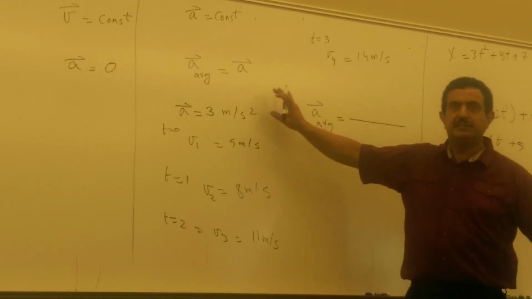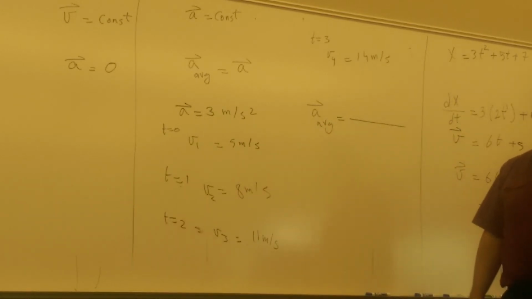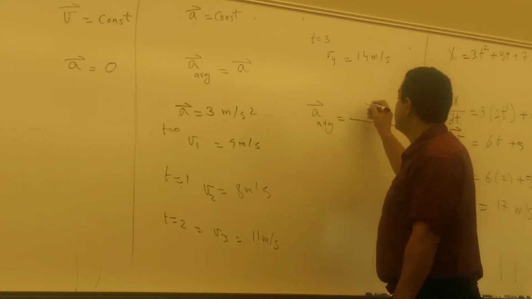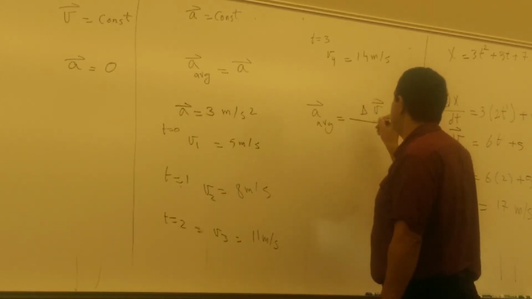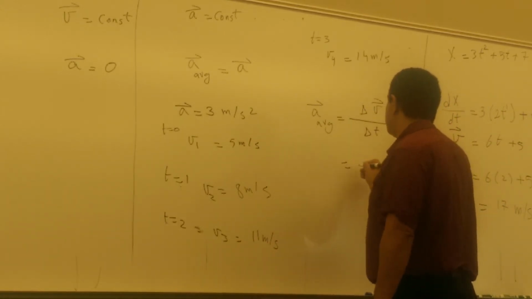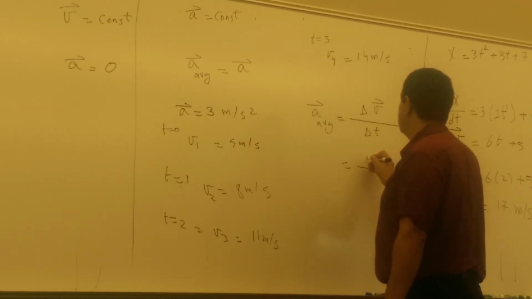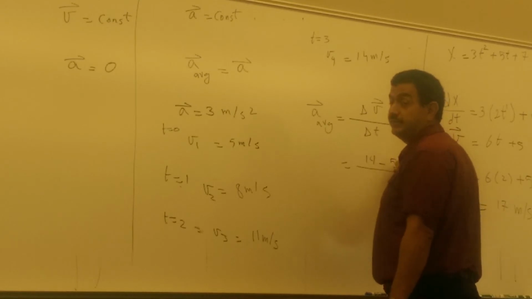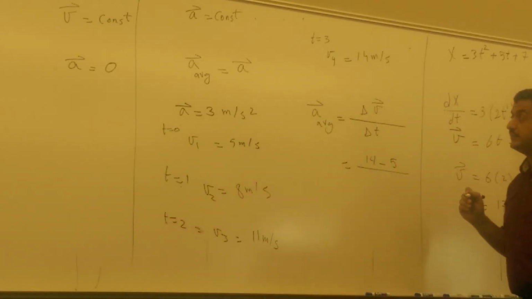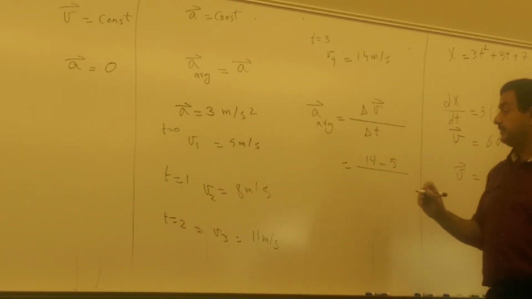No, let's assume you don't know this. Can you find the average? What's the definition? It's delta v over delta t, which would be what? Right? 14 minus 5, right? Divided by the time. What is the time?